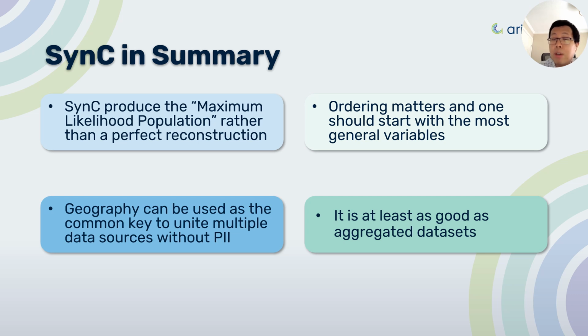Order matters, and one should always start with the most general variables. So if you had a choice between starting with age and using age as an explainer for all other variables, versus, let's say, the number of cups of coffee people drink and using that as a predictor for other variables, we'd want age to be the predictor.